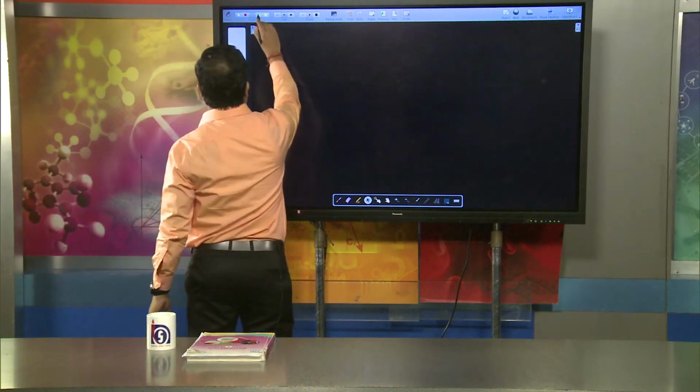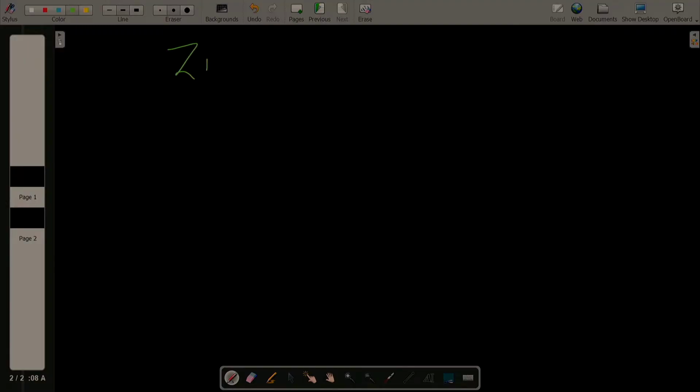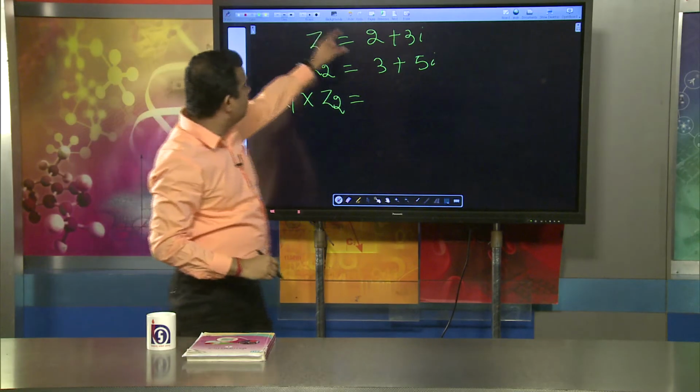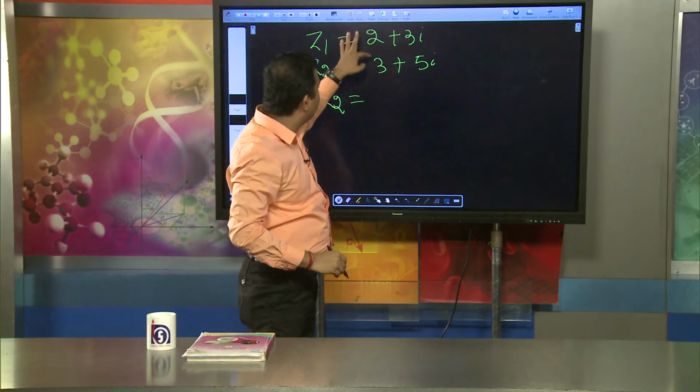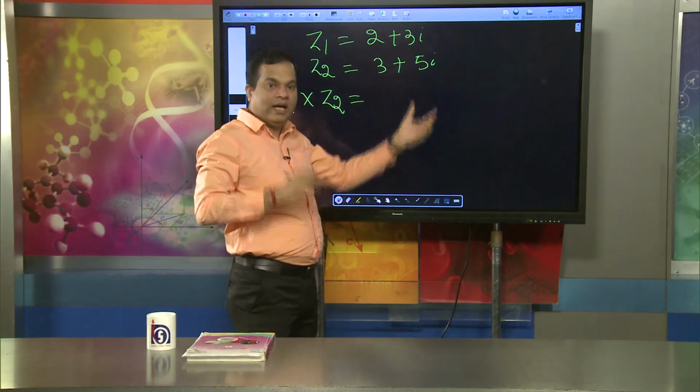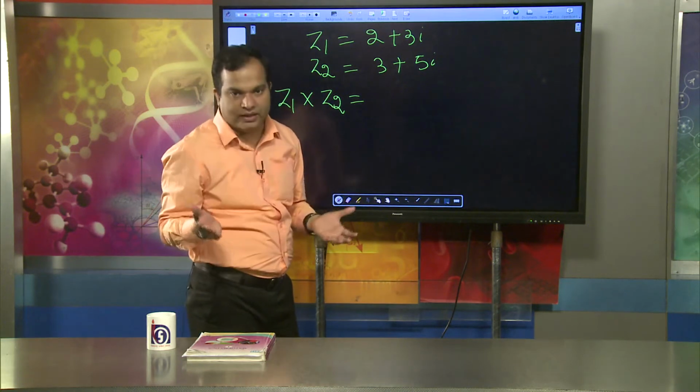That means I can say suppose Z1 equal to 2 plus 3i, and Z2 equal to, suppose, 3 plus 5i. Now, we are going to find Z1 multiplied with Z2. Individually, you can multiply 2 with this complex number plus 3i multiplied with this complex number, and then we simplify and find the result.